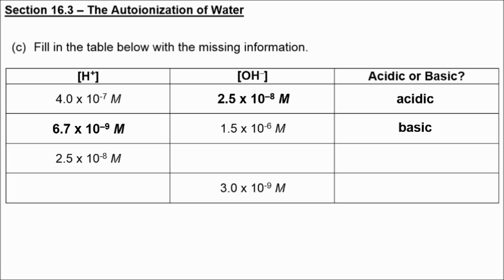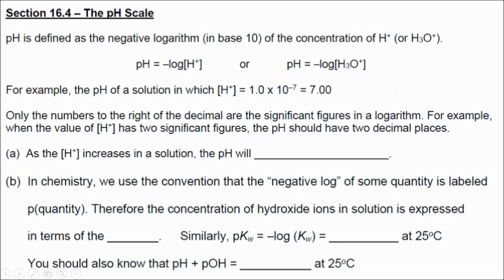And the numbers for the remaining values are 4.0 × 10⁻7 for the concentration of hydroxide. That solution is basic because hydroxide is greater than H+. And then finally 3.3 × 10⁻6, our concentration of H+ is greater than that of hydroxide, so that solution is acidic. Section 16.4, the pH scale.